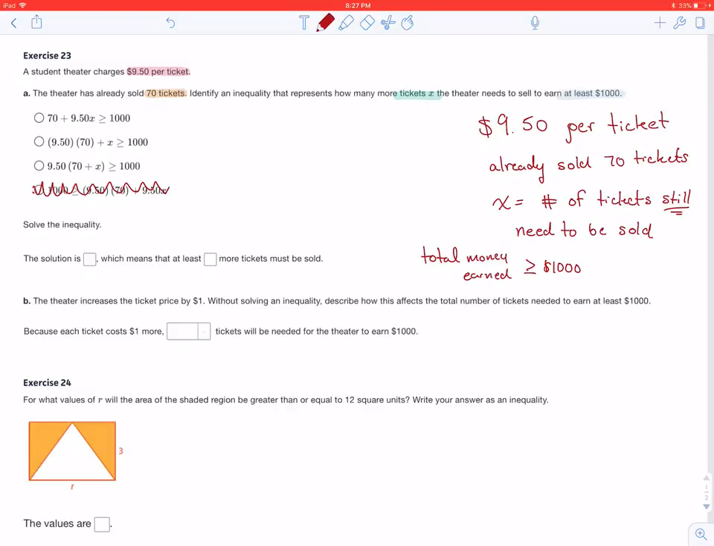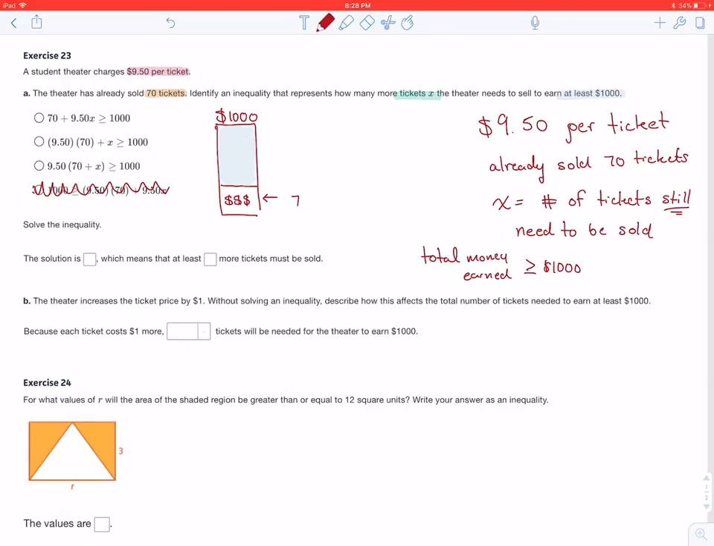Now I need to figure out how I am going to use all this information to create an inequality. Well, I want to make at least $1,000. Here's my goal of $1,000. I already have some money. I already have 70 tickets worth of money, but I'm not going to put here that I have 70, because I don't have $70. I have 70 tickets worth of dollars. So this that I'm shading right here, that's how much we still have to make.